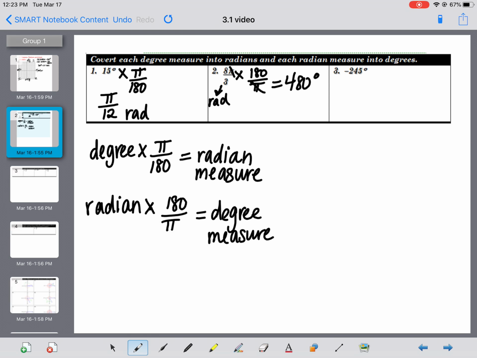Okay. So the last one, even though it is a negative degree, we're going to talk about that in a couple minutes. We're going to keep the sign. It's a degree. So again, I'm going to multiply by pi over 180. And this is going to get me negative 49 pi over 36. Okay, so that's our first type of problem here.